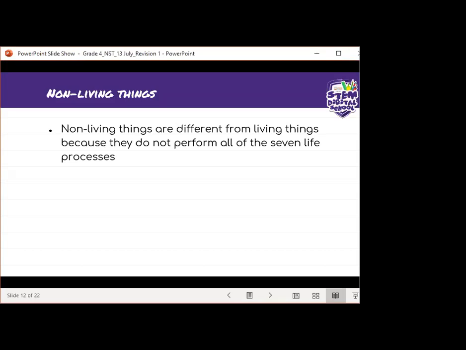Jordan's hand is up and he can give us examples of non-living things. Jordan? Yes, ma'am. Give us examples of non-living things, at least 3. Like, if you don't water your plants, they will die.